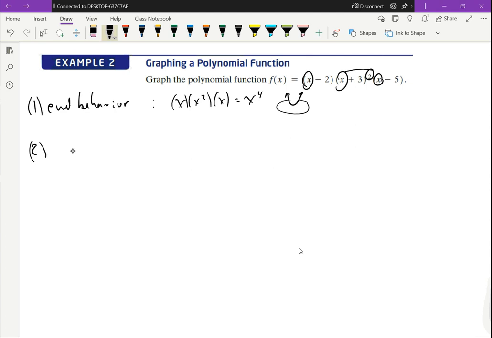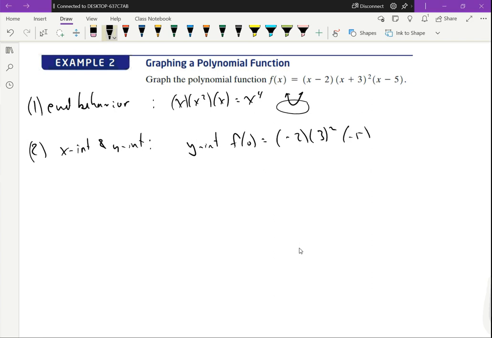Step number 2, we want to define the x-intercepts and the y-intercepts. So for the y-intercept, we're going to have f of 0. In this term, we get negative 2. This term here is going to be 3 squared. And this term over here is going to be negative 5. So f of 0 is going to be 9, and we've got a double negative there, which makes that positive. 2 times 5 is 10, so 9 times 10 is going to be 90.